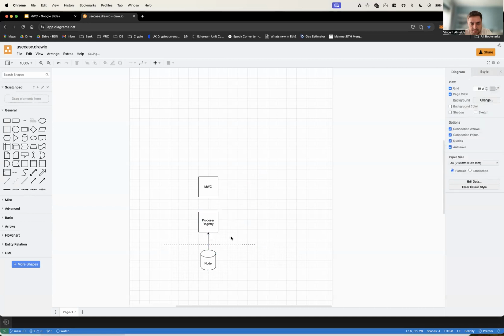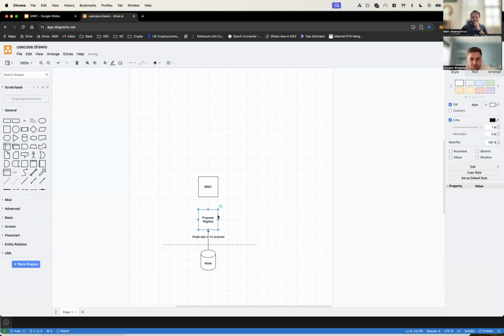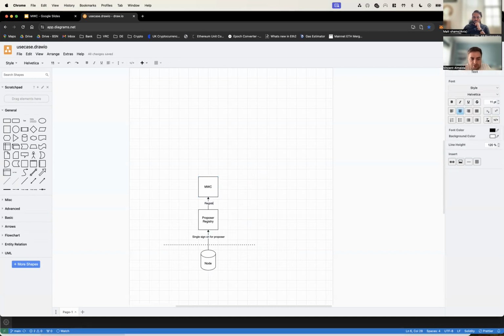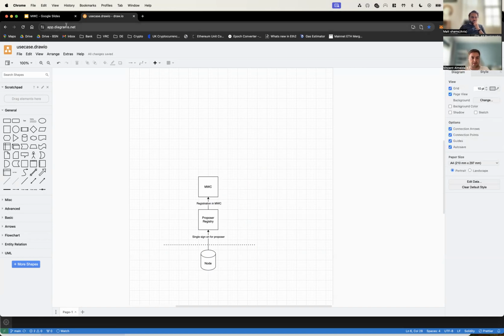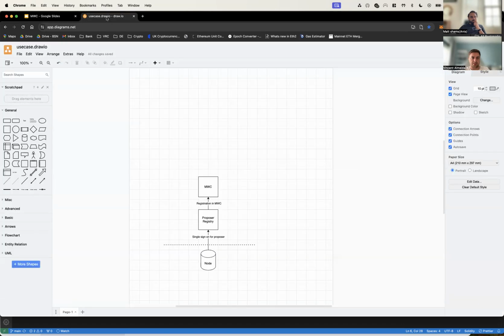So there is the single sign-on for the proposer. Then we do the registration in MWC, and that gives the approval balances. So now we're talking about this module called ETHm, right? This is a tokenized representation of the credit lines being extended from the MWC, right?